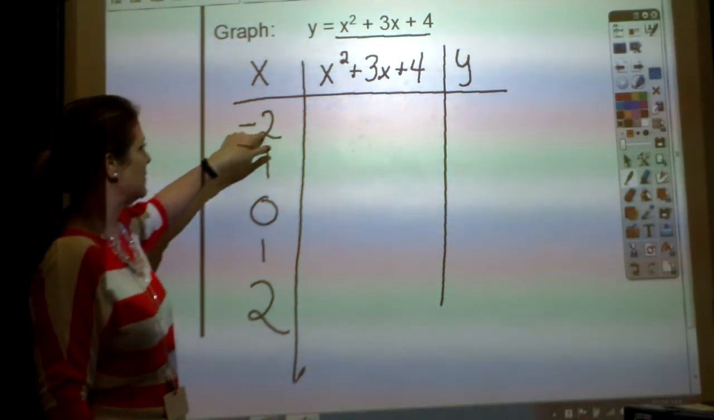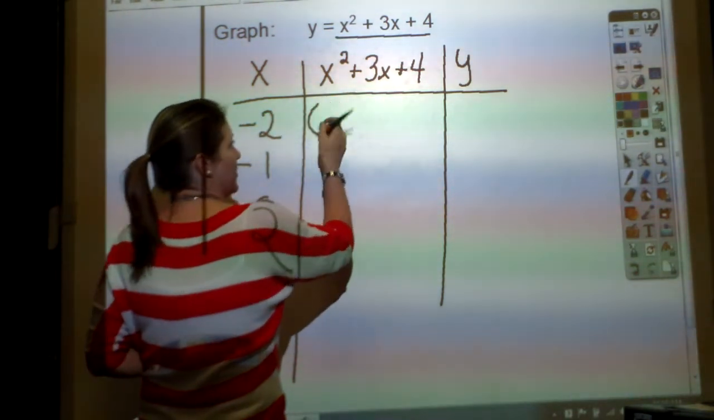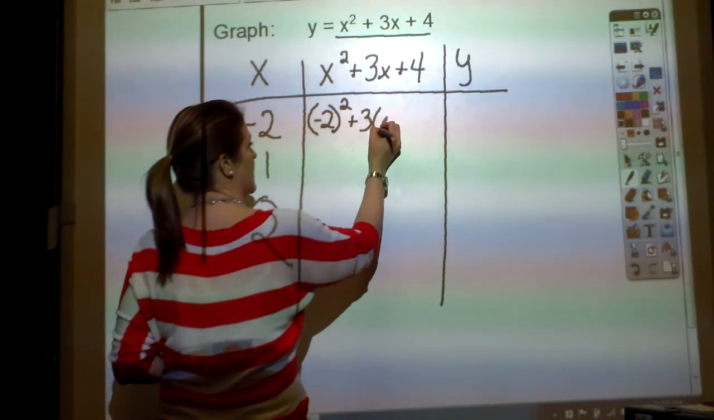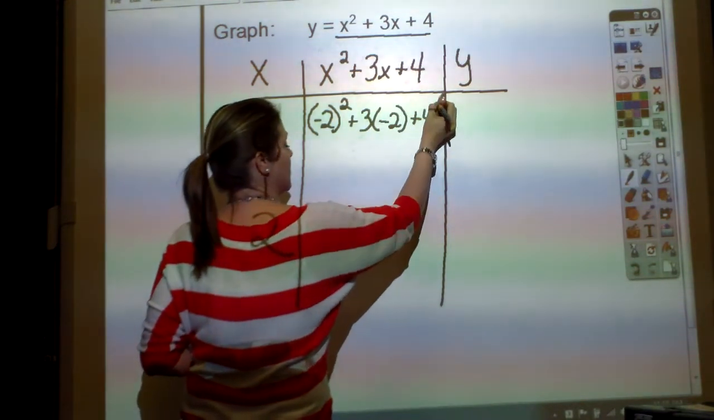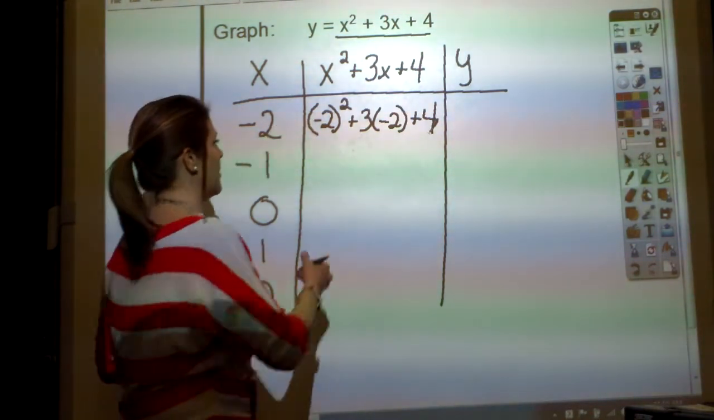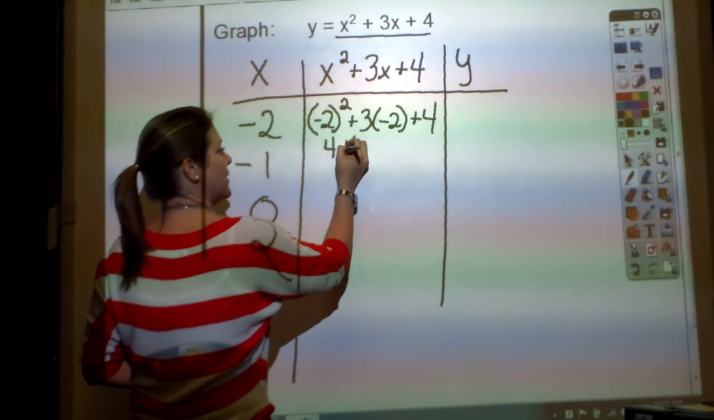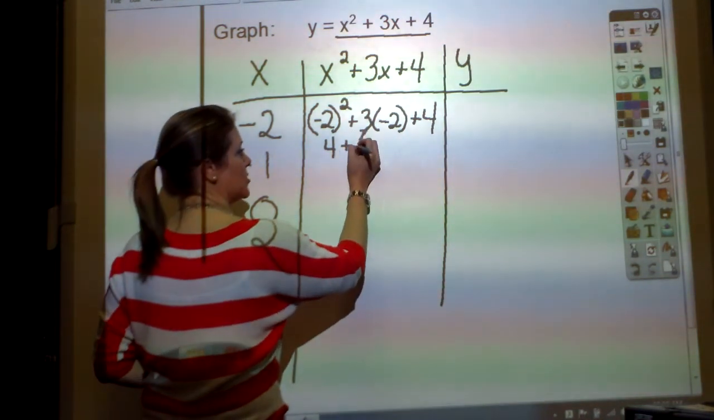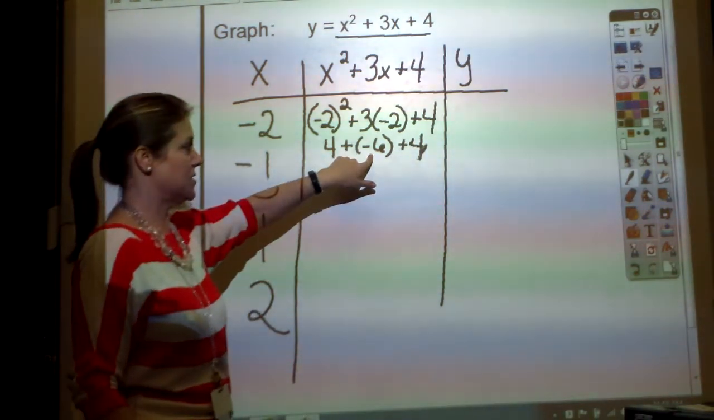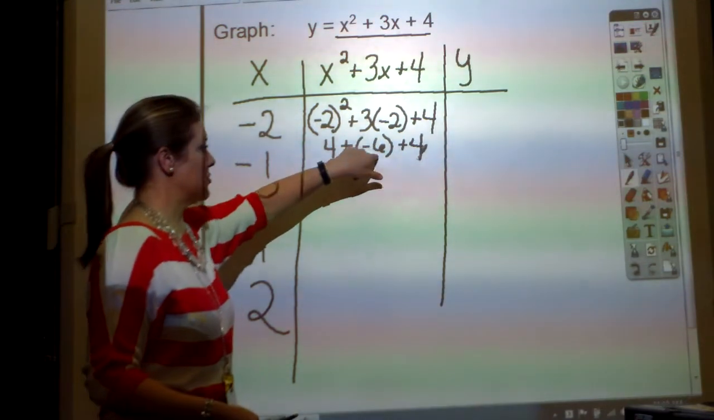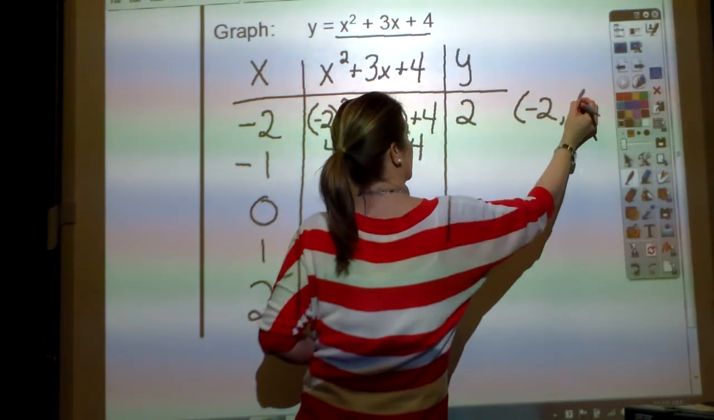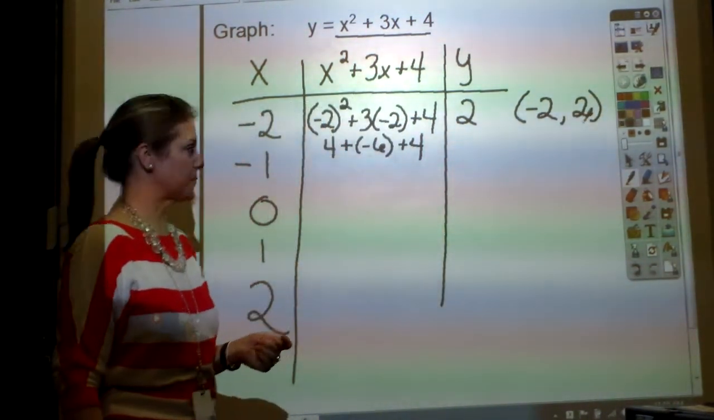So we're going to plug -2 in for x, both places. So that's going to be -2 squared plus 3 times -2 plus 4. -2 squared, make sure that negative is being squared as well, so that you're getting a positive 4. Plus 3 times -2, which is a -6, plus 4. So 4 plus -6 is a -2. -2 plus 4 is a 2. So when -2 is your input, positive 2 will be your output.